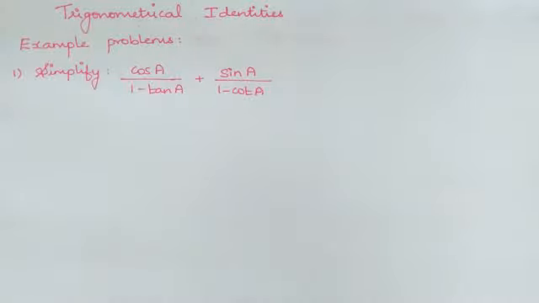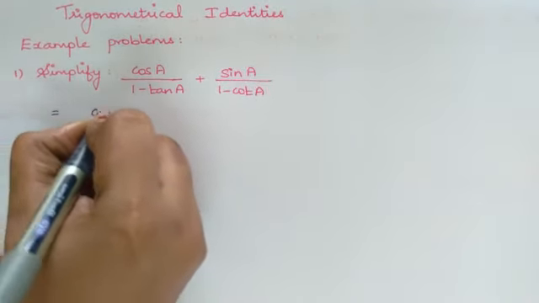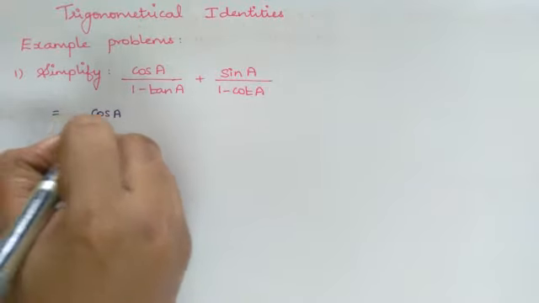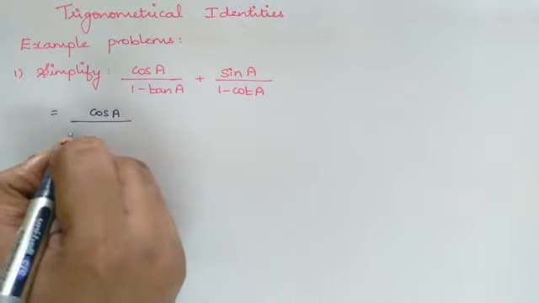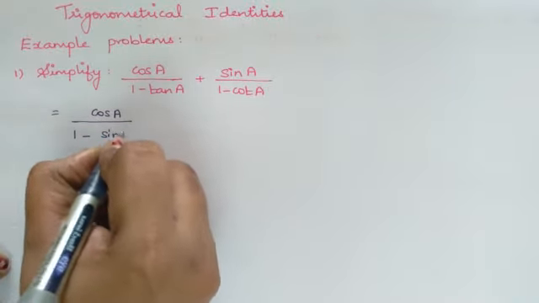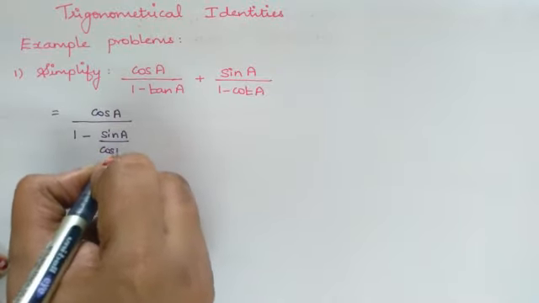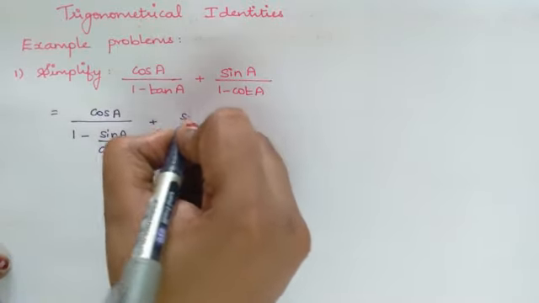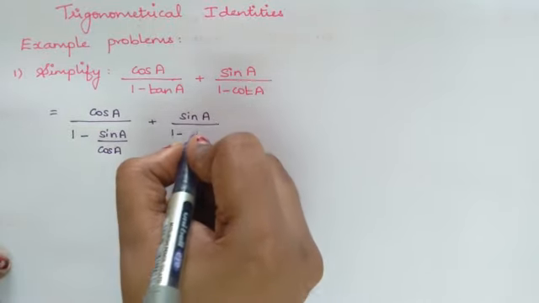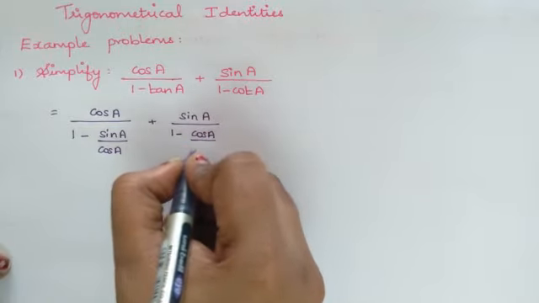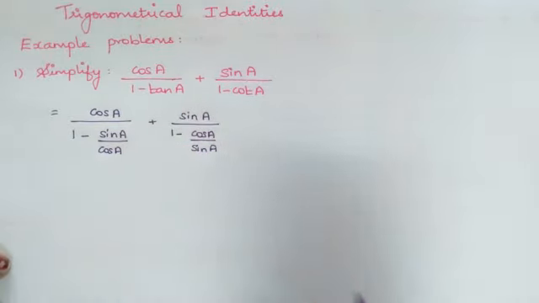First, we are going to convert every trigonometric function, wherever possible, to cos and sine. So here we have cos A, let it be as it is, by 1 minus tan A. Tan A we can write as sin A by cos A. So let's do the same: 1 minus sin A by cos A, plus sin A as it is, by 1 minus cot A, which we will write as cos A by sin A. That's it. Now the work becomes very simple.